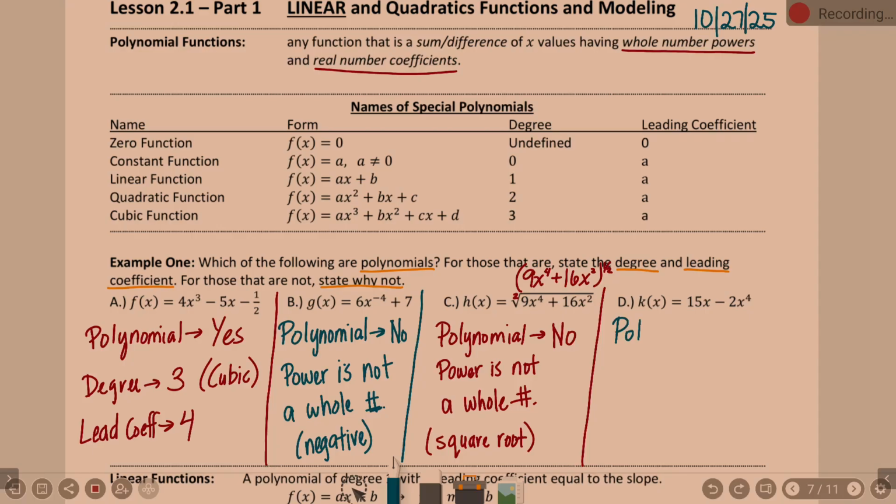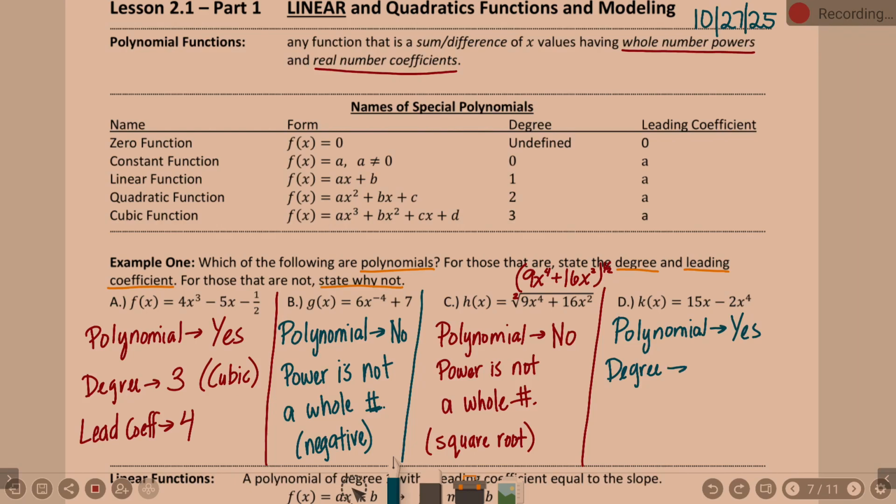Okay, one more. And again, same question, polynomial or not. Is k of x equals 15x minus 2x to the fourth a polynomial? I'm going to say yes. Because it just is. Even if you just flip it, it's going to be minus 2x to the fourth. Do I have whole number powers? Yeah, x to the first, x to the fourth. Do I have real number coefficients? Yeah.